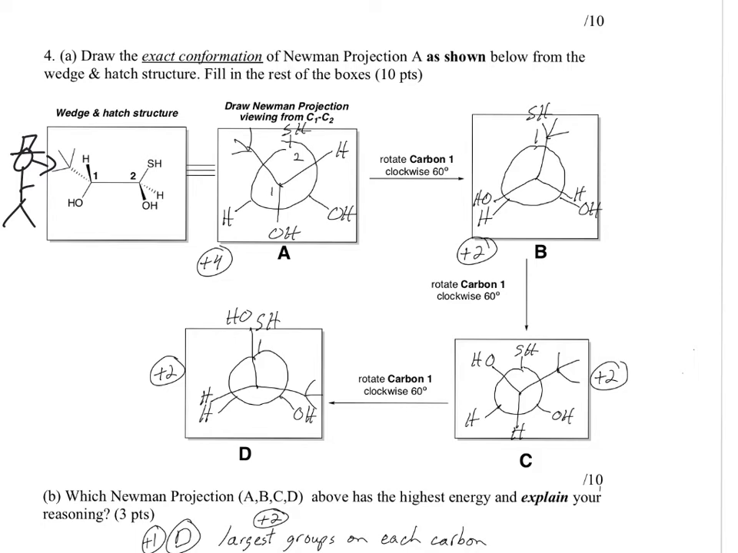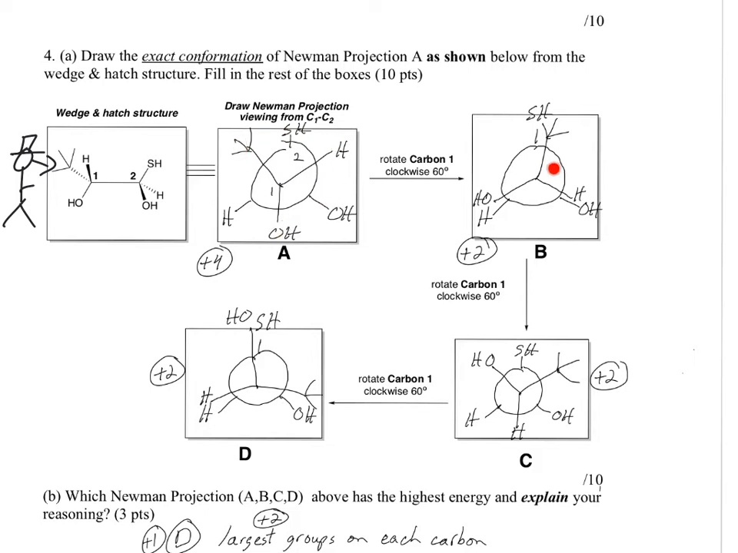Now here you have to be careful with directions. I could say clockwise, I could say carbon 2, I could say counterclockwise, right? Make sure you read these directions very carefully. I'm not going to give you the exact same question. So you rotate carbon 1, so that means the back just stays the same the whole time. And all you're going to do is rotate each of these.